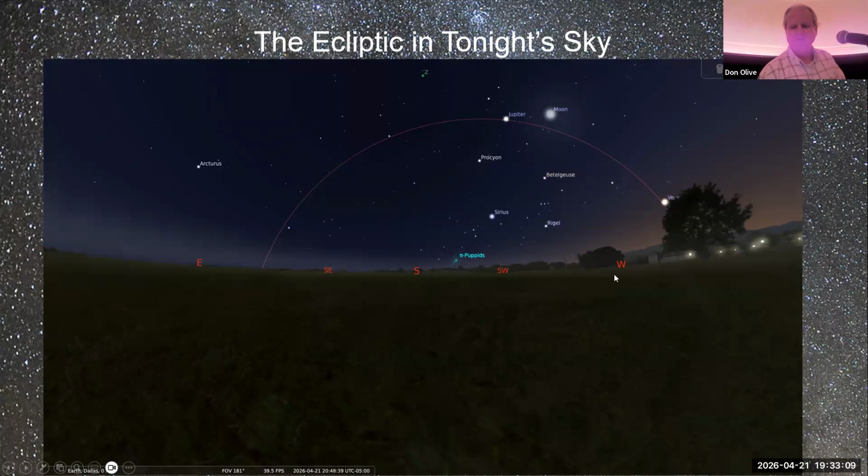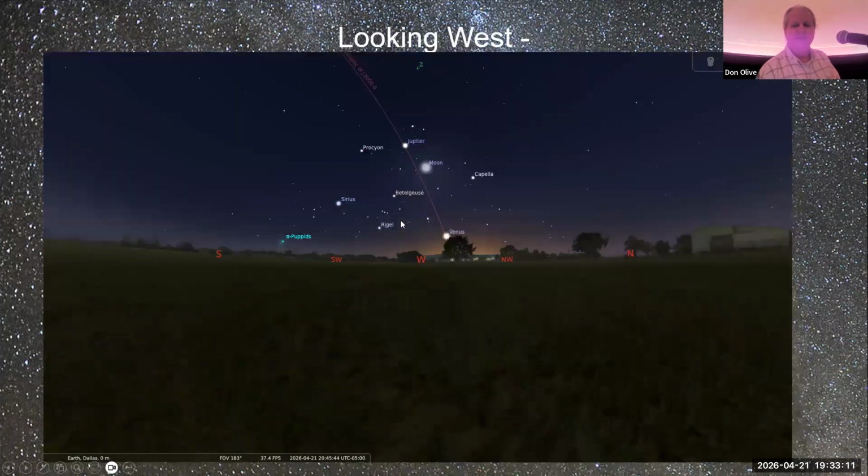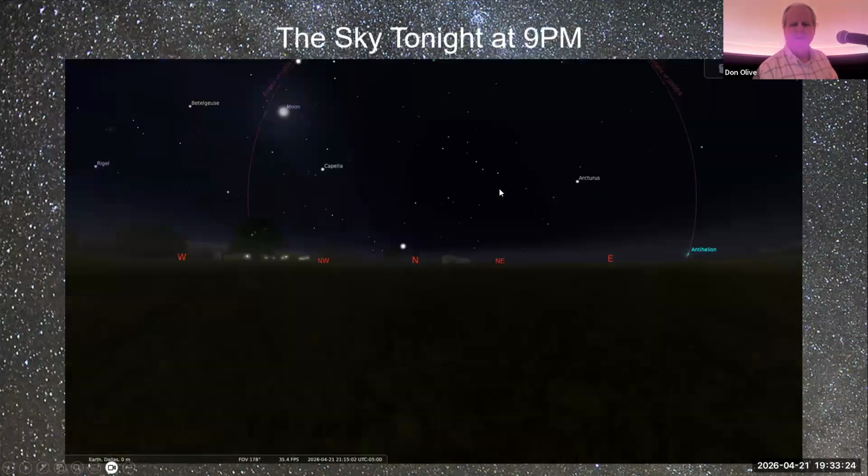If you look due west, you get a better view or perspective of what you're actually going to see if you look out towards the west. You'll see this in a minute when we start to use the charts. This is a view going north. Now, the next thing we need to talk about is constellations and asterisms.